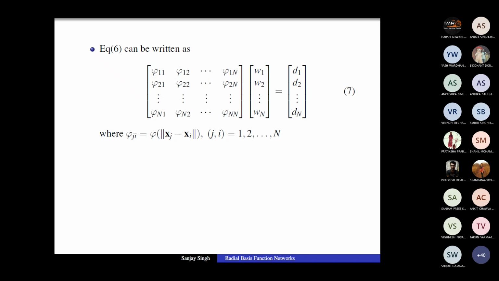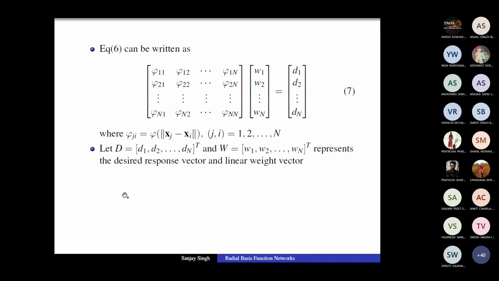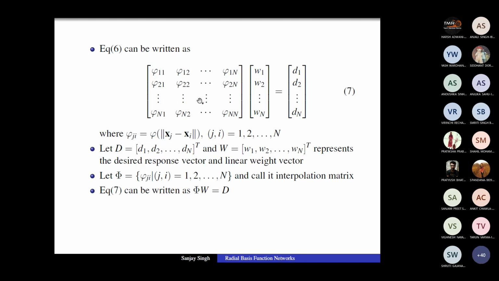And in this particular fashion, we can write it in the matrix form, where phi ji is defined by this, and this I have mentioned. Once you have this entire thing in matrix form, we can consider this entire one as a d vector and w as a vector, and including an entire this capital phi. So this phi we will be calling an interpolation matrix.